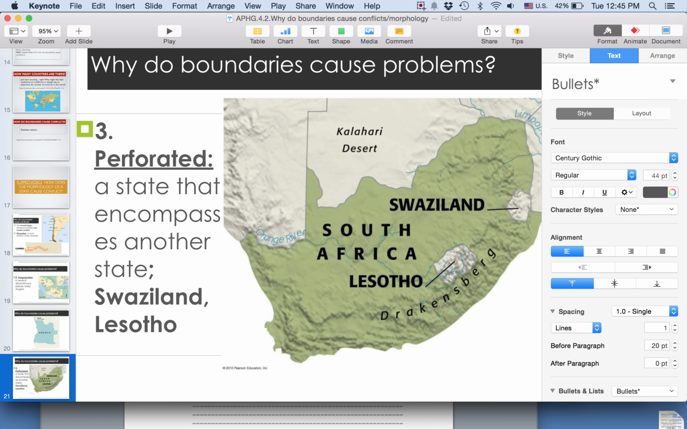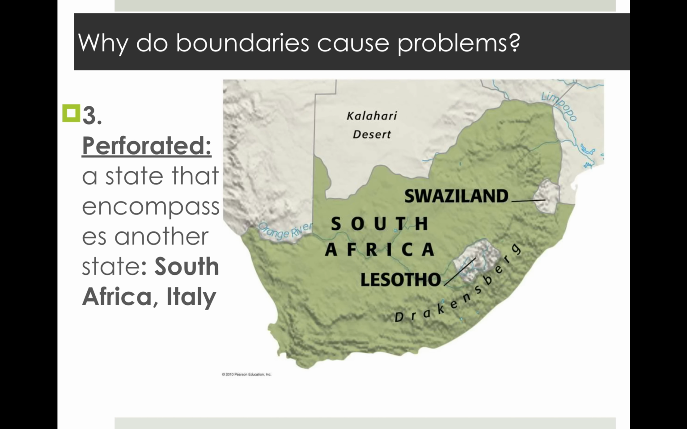Encompasses means to completely surround. Two key examples of the perforated state here would be South Africa, that's the one I'm going to show you, as well as Italy, and I'll show you why momentarily. So a perforated state is the one that encompasses the rest of the state.